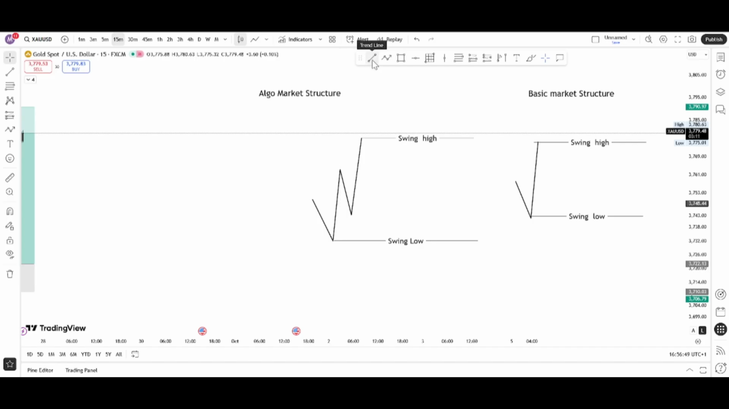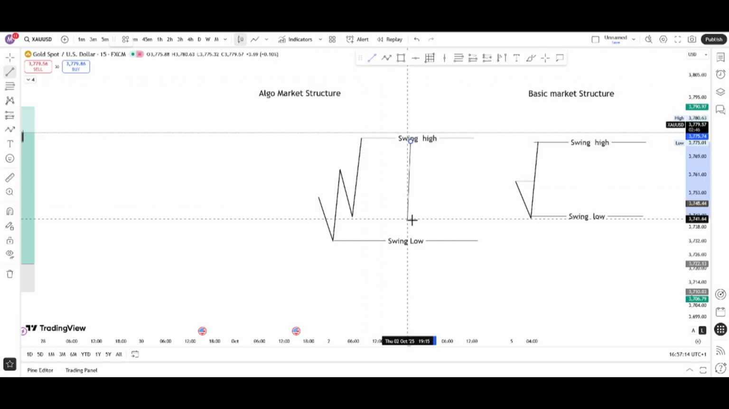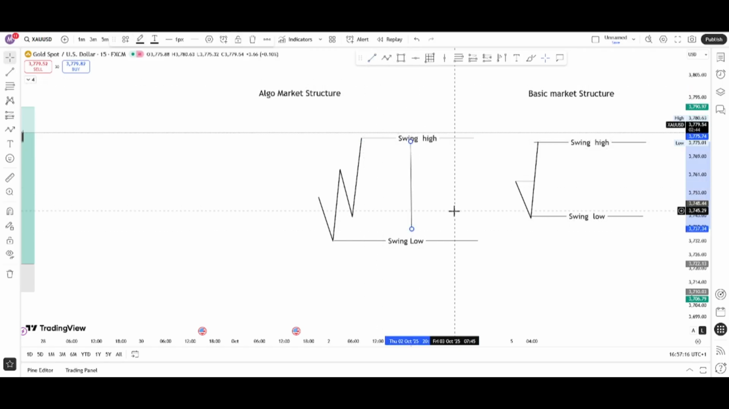The basic market structure tells us that this is our swing high to our swing low after we get a break. So after this break, we have our swing high to our swing low. But no, algo market structure is telling us that this low is going to be our liquidity zone. So we are not going to look for an entry here to target the high, rather you look from here. So from here, we have this zone as our swing high to our swing low. So here it becomes our swing high to our swing low.